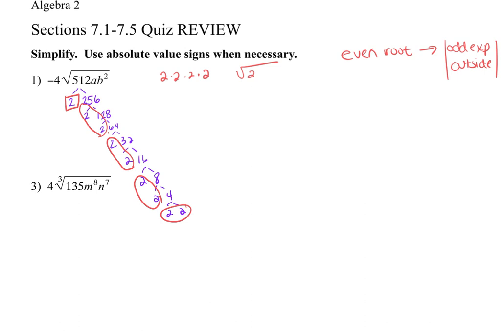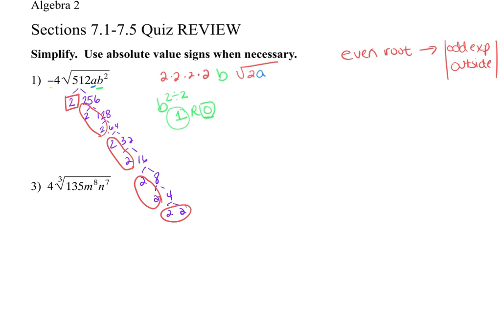Then I'm going to look at my variables. My A, I only have 1. So none of my A's can come out. For my B, I'm going to take that B, it's to the second power, divide by your index. So I have 1 B that will come out, and my remainder of 0 B's will stay in. So 1 B comes out, none of my B's will stay in, so B is out here.